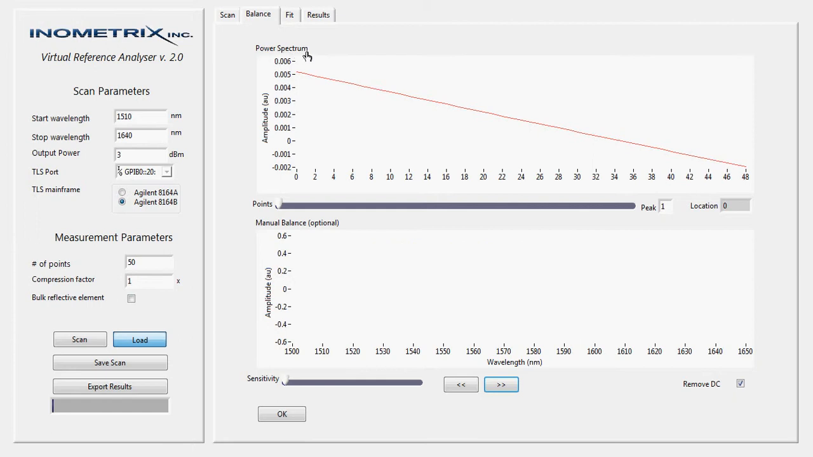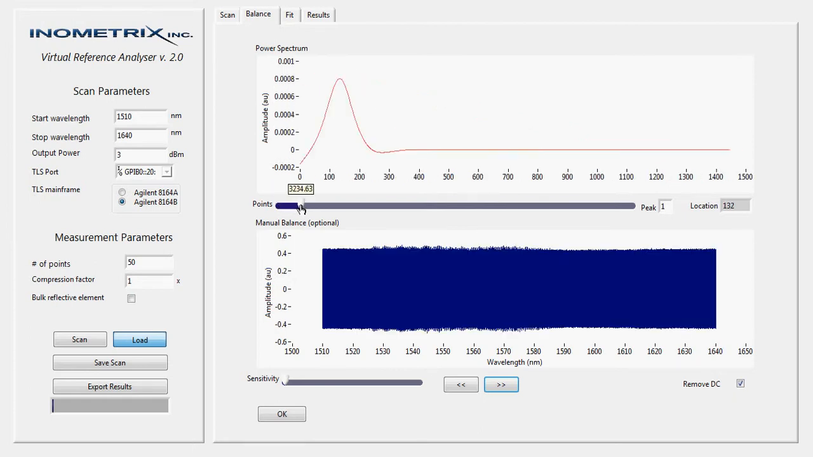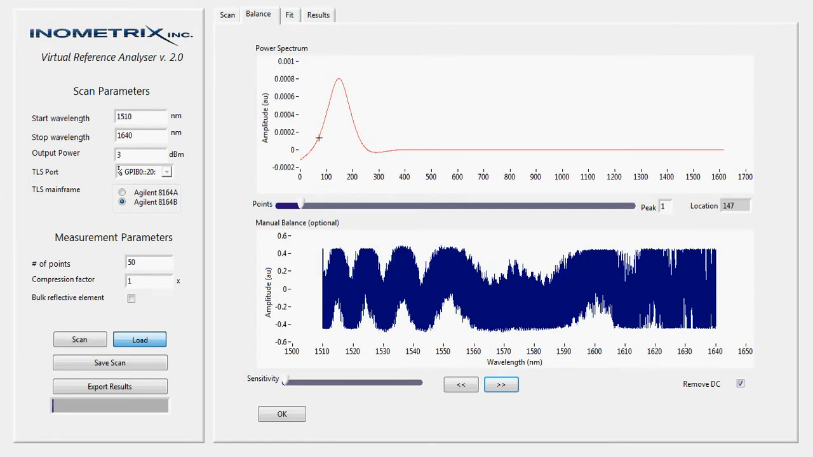This is the power spectrum of our raw scan. If we increase the number of points in our spectrum that we use, what we're doing is we're looking for a peak in the measurement, and this peak is the center frequency in our raw scan. So it's a Fabry-Perot interference pattern. The location of this peak gives us a coarse estimate of the group delay in that device.